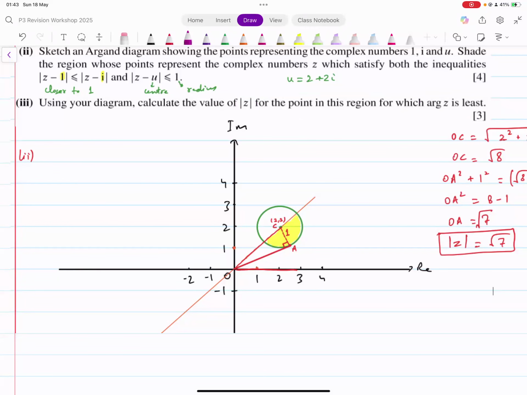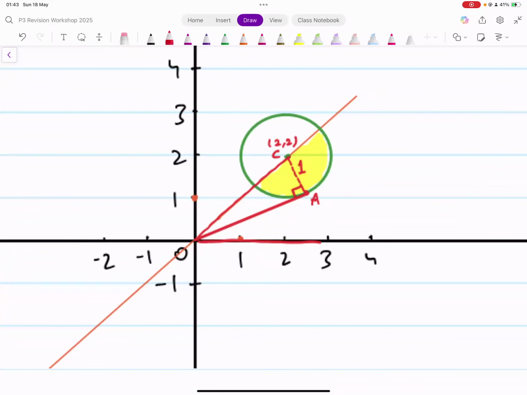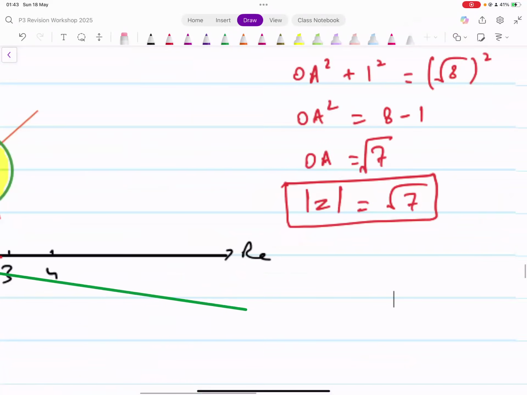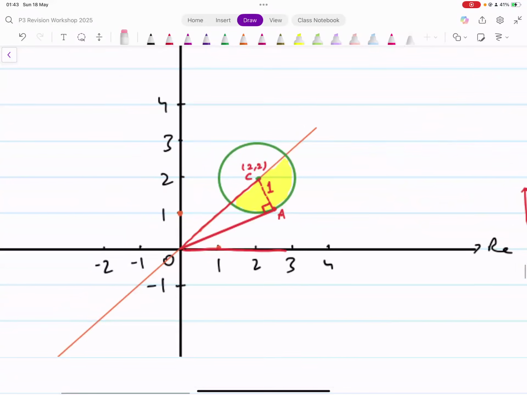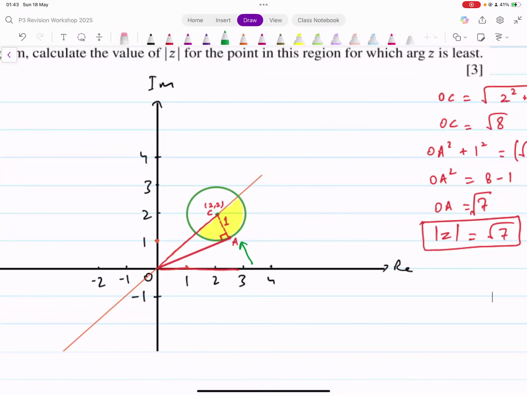Now, where is the argument least? You measure argument from the origin, right? Where is the argument least? That's going to be when you have a tangent here at this point A that I've marked. This point A is what we're talking about. This is the point at which the argument is least.